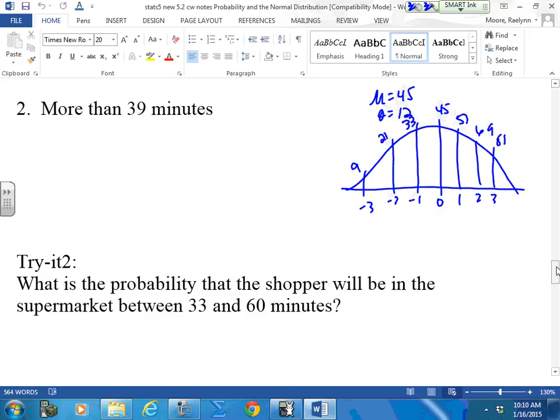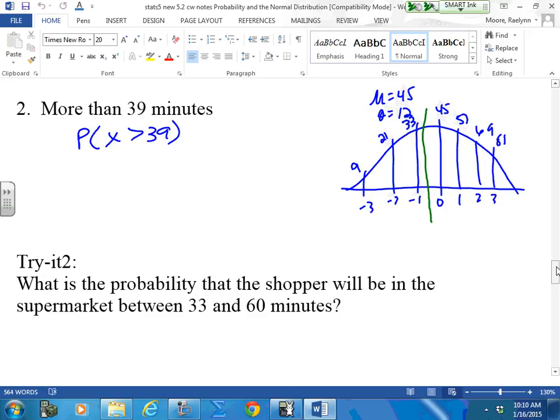Okay, same curve. But now we want to know what is the probability that a random shopper will stay in there for more than 39 minutes. So, what's my probability statement going to look like? X is greater than 39. Good. So, I find 39 minutes, and my 39 minutes is over here.